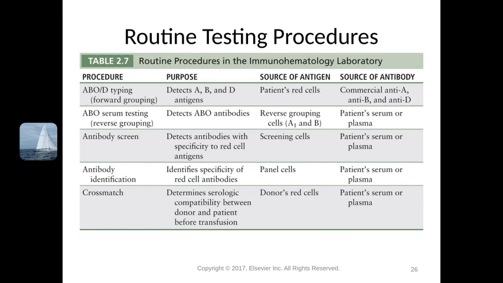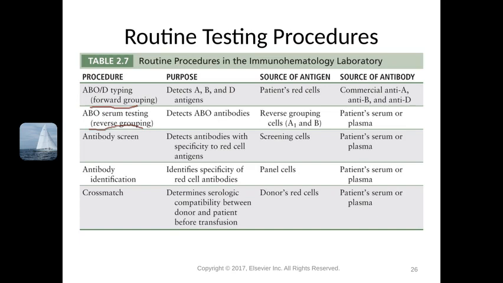Our ABO serum testing is considered our reverse. So we always do a forward and a reverse type. Our reverse group looks for ABO antibodies in the patient. So our source of antigens are reagent red cells, usually our A1 and B cells. And we use patient serum or plasma to look for these unknown antibodies.